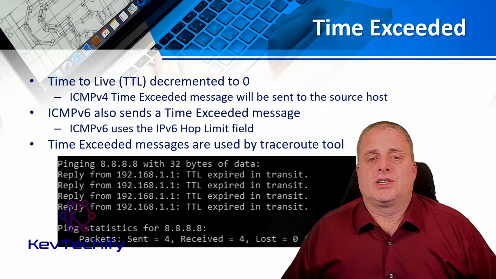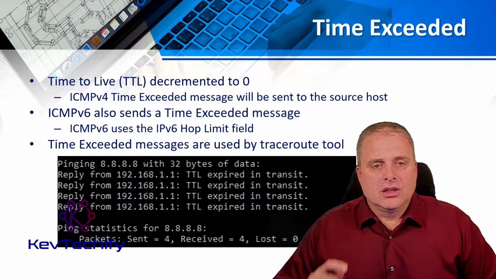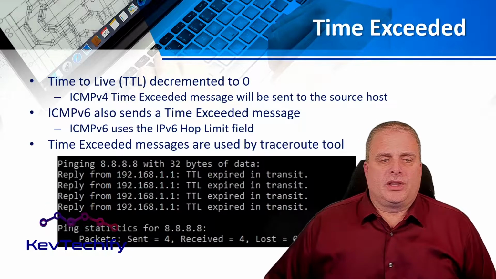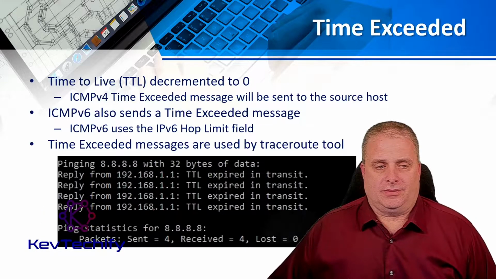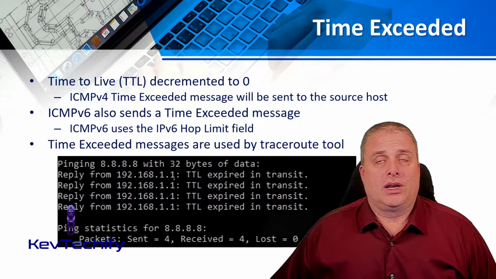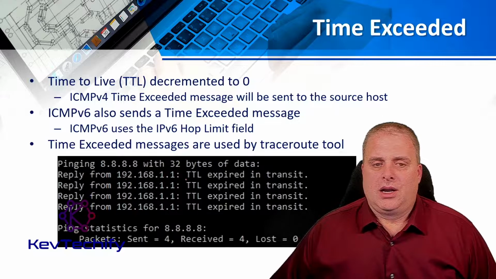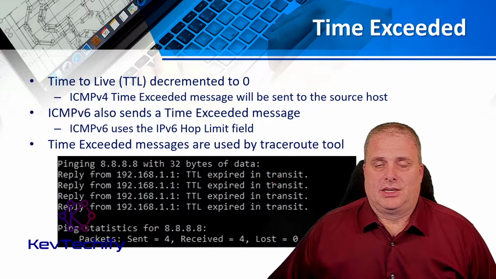ICMP version 6 also has their message, but it's the hop limit field. A little bit different, but it handles it pretty much the same way. Here we can see we are pinging 8.8.8.8, Google's DNS server. And what's happening here is it's getting a reply back from 192.168.1.1. And if I had to guess, that's our router here. And it's saying time to live expired in transit.